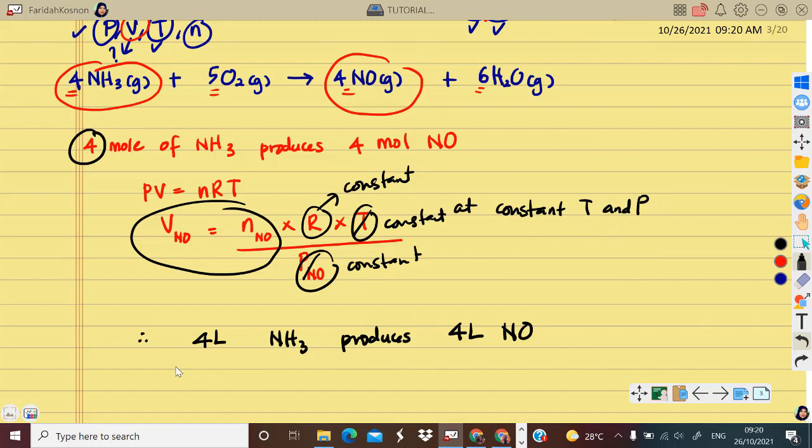Okay. Jadi sekarang therefore if I have 1 liter of ammonia, dia akan produce 1 liter of nitric oxide. So jawapannya adalah 1 liter lah. Jawapannya 1 liter. Okay, itu satu cara lah.